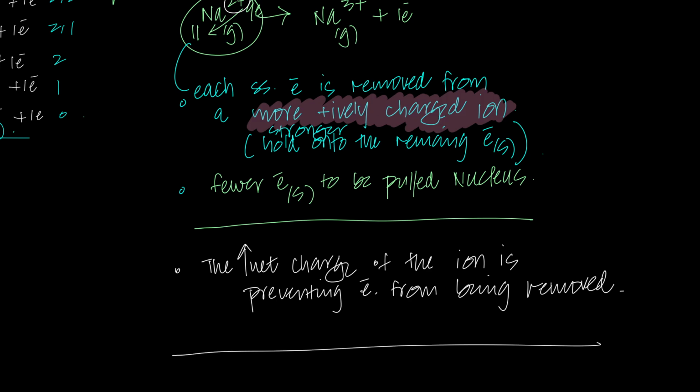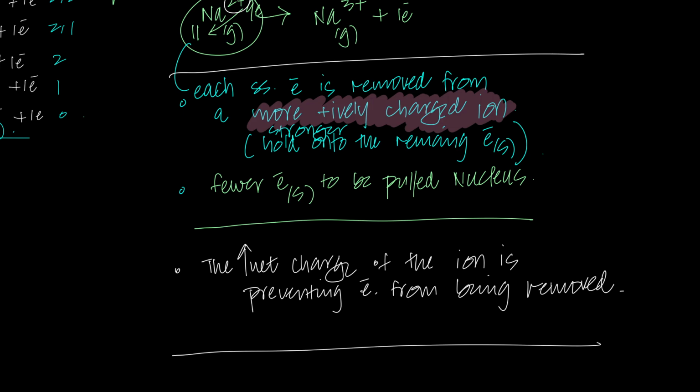So all of these ideas may be tested in the MCQs. What do you need to write in theory? The pink part: each successive electron is removed from a more positively charged ion. And now you know the concept behind it, because the more positively charged ion would mean the higher net charge would prevent the electron from going out. It would also mean a stronger hold on the remaining electrons. It would also mean fewer electrons to be pulled by the nucleus. All of these ideas are true.